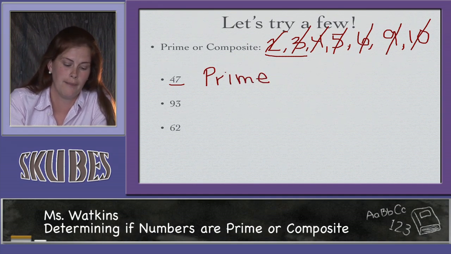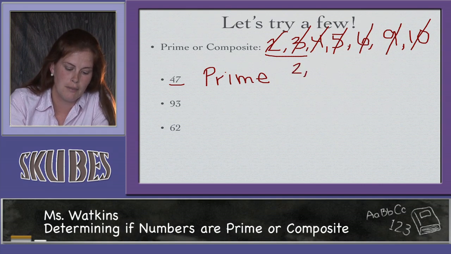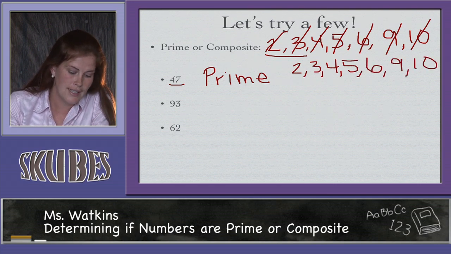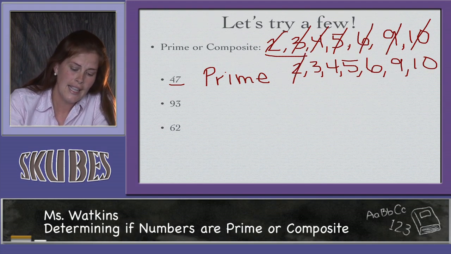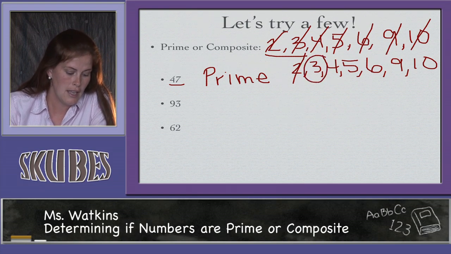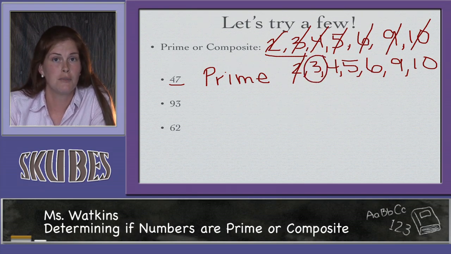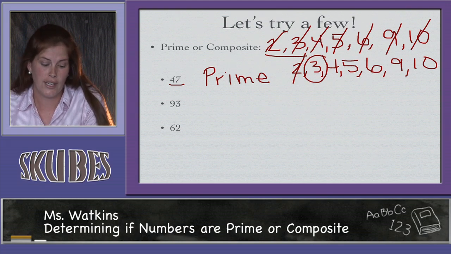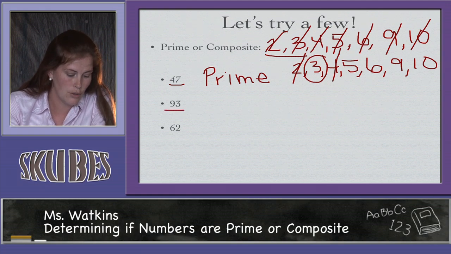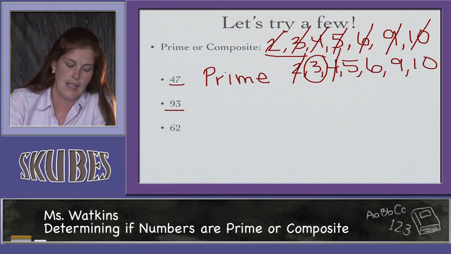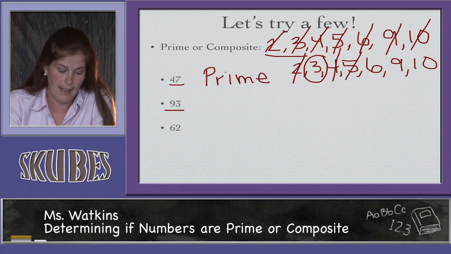Let's look at the number 93. Once again, we're going to go through our divisibility rules to decide if it is prime or composite. 93 is not divisible by 2 because it is not an even number. It is, however, divisible by 3 because when I add 9 plus 3 together, it gives me 12, and 12 is divisible by 3. It is not divisible by 4 because the last two digits, 93, are not divisible by 4. It is not divisible by 5 because it does not end in a 0 or a 5.